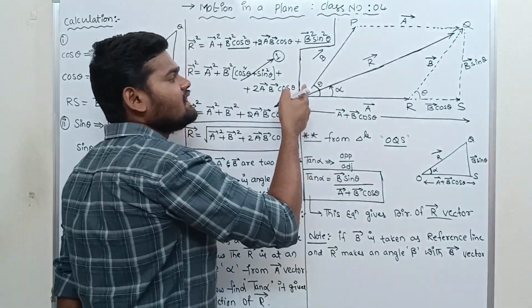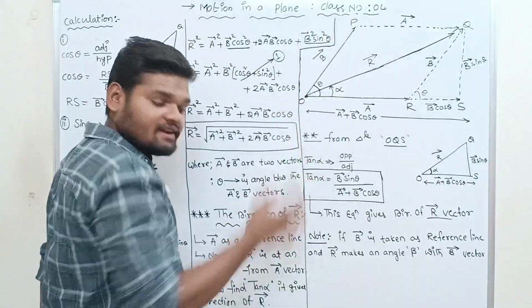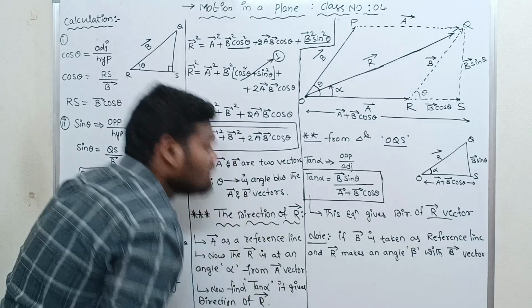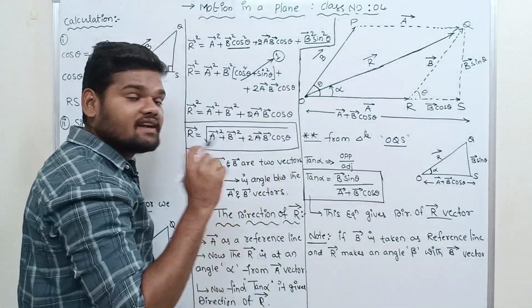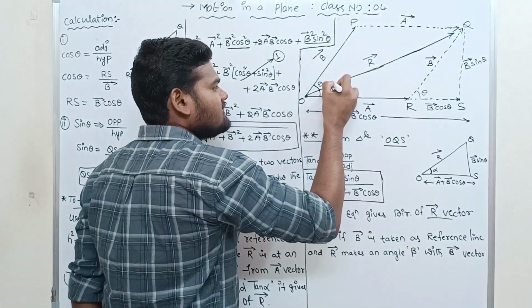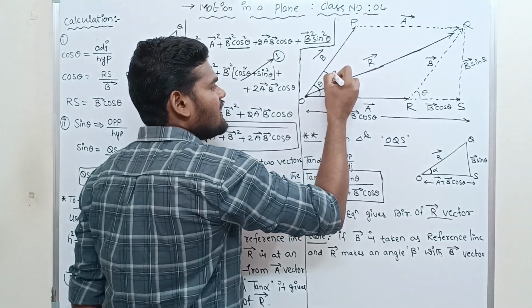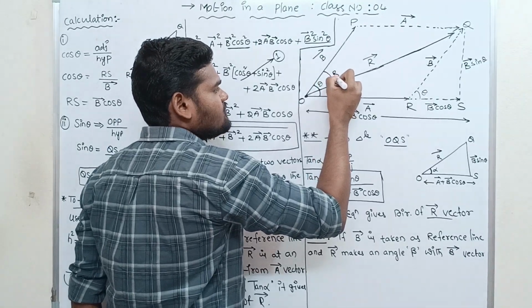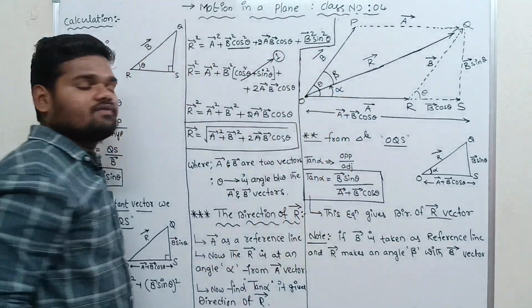So at this time we are taking the vector B bar as a reference line. Okay, this is a reference line. Now with this reference line, this R bar vector is making an angle beta. Is making an angle what more? Beta.